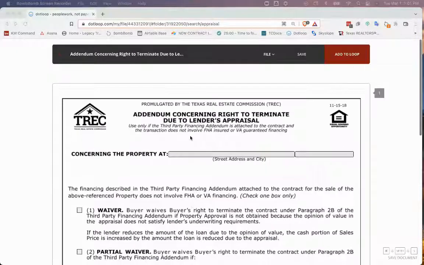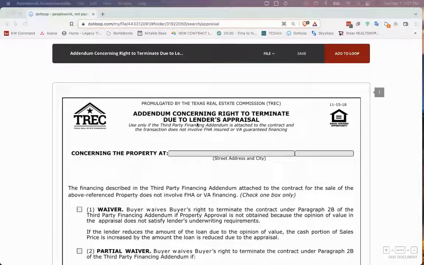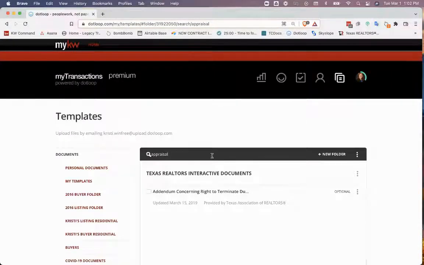You are only going to need the appraisal addendum when you have a conventional loan. The third-party financing addendum covers if it is a FHA or VA loan. Let me actually pull one of those up real quick and I will show you.